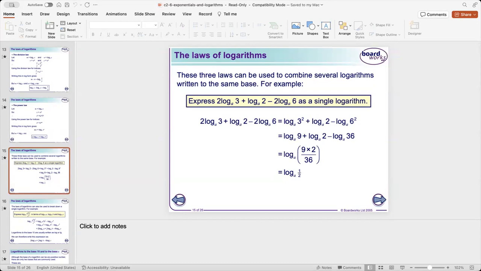So you should see what? Express that as a single logarithm. When you say 2 log a, don't forget there's going to be a power law here.